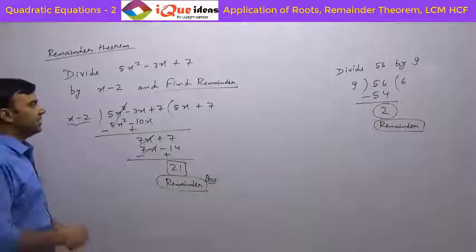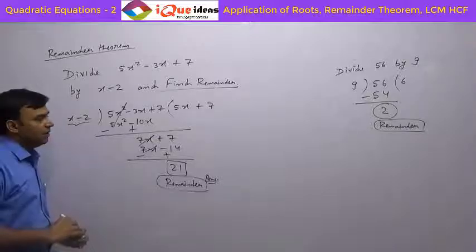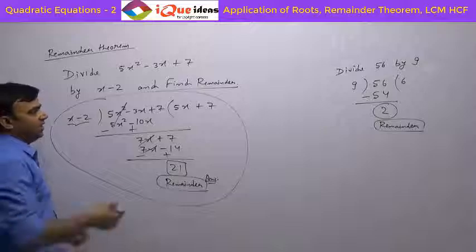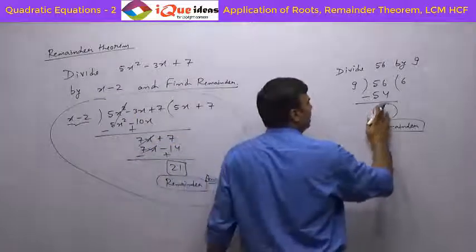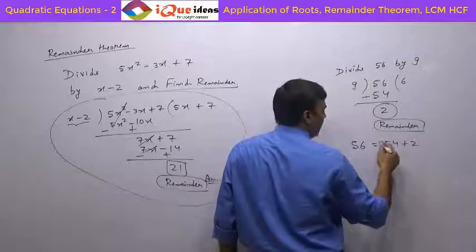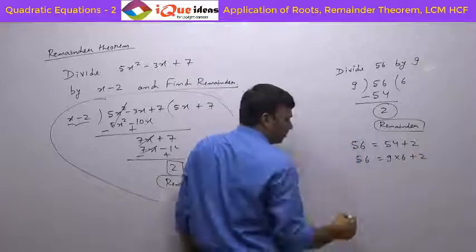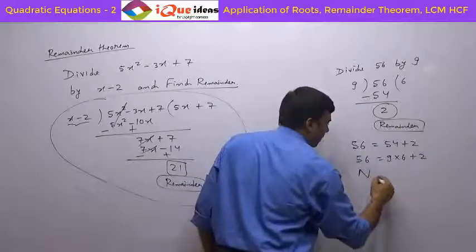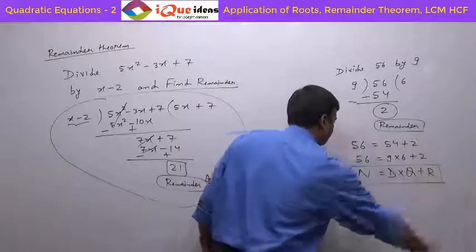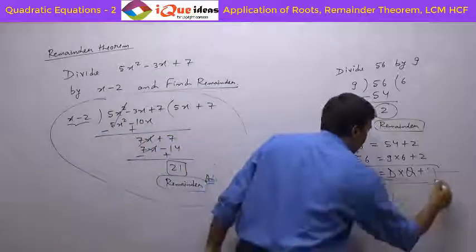Now, please understand that this method is definitely going to take a longer duration, longer time. Right? We don't need this. We have a simpler method also. How? Let's see. Come back here and then see that this 56 can also be written as 54 plus 2. And this 54 is actually 9 into 6 plus 2. So actually the rule was that the number is equal to the divisor into the quotient plus remainder. Alright. That rule is applicable even in algebra.